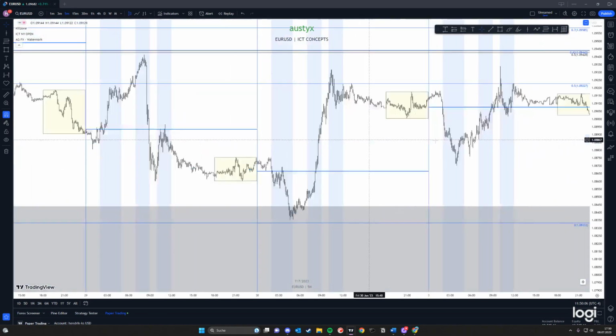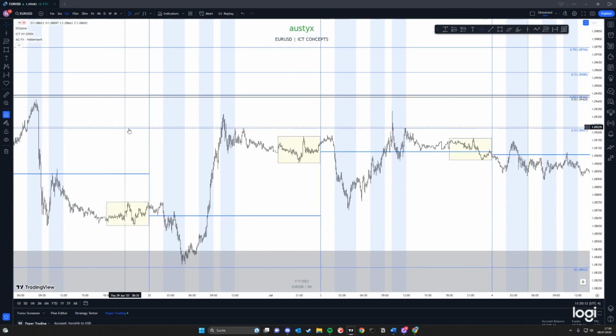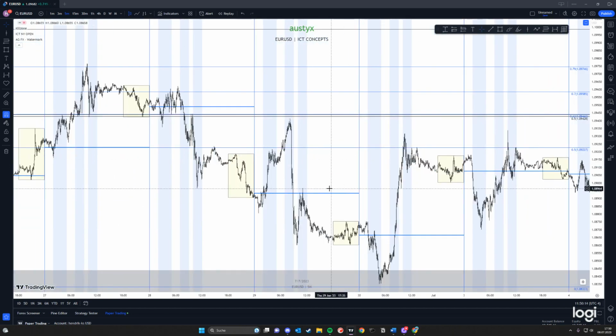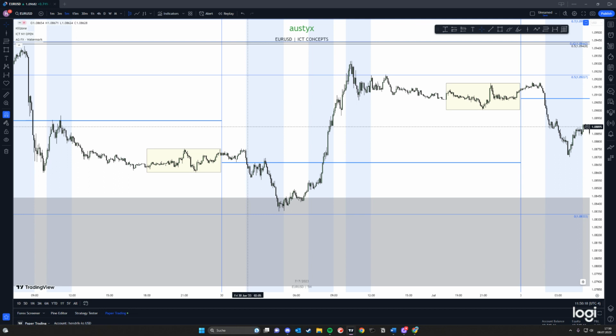Another thing we have, which won't work on every day, is the daily structure. So the daily structure will apply to 70% of the trading days. I just need to find it.